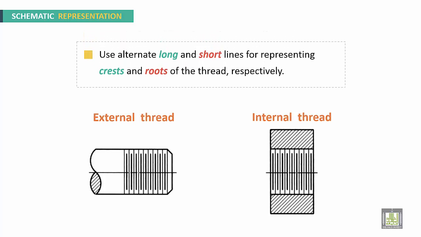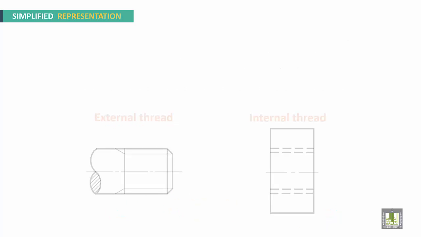For the schematic representation, use alternate long and short lines for representing crests and roots of the thread, respectively. So here, long lines are for crests. Short lines are for roots. Same for internal thread. Okay, this is the pitch.